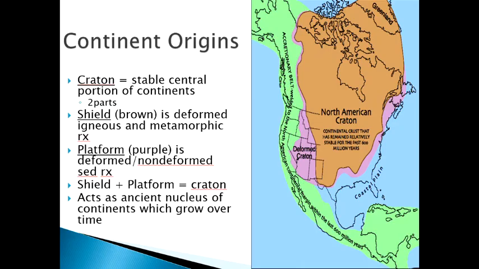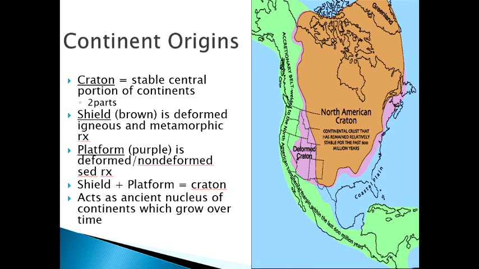So first of all, origins of the land, origins of the continent. And you've got a few terms to learn and a little equation that relates the two. The craton in brown is the central, most stable part of the continent. It also has a purple area around it. So notice it's not fully North America, but it's most of it. And the craton itself is made up of the shield, the brown part, and then also the platform, the purple part. The brown part is deformed igneous and metamorphic rocks, the earliest first formed rocks, and then we already talked about weathering.